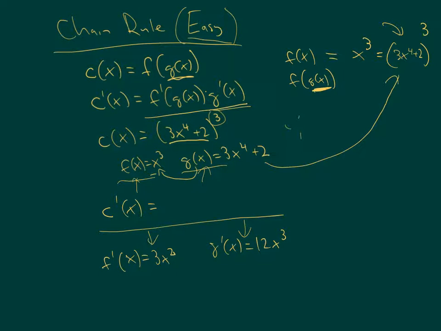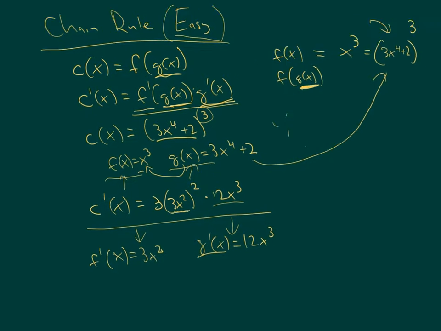This formula states that it's f prime, so we'll write that out, 3 parentheses squared with g of x plugged into that, so that's 3(3x^4 + 2)^2, and then we multiply that whole thing by g prime of x, which is 12x cubed. So what we've done is we took the derivative of the outer function, plugged in the inner function, times the derivative of the inner function. Maybe one more example will make that more clear.